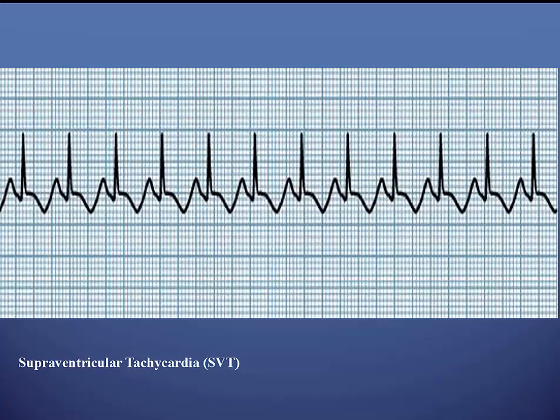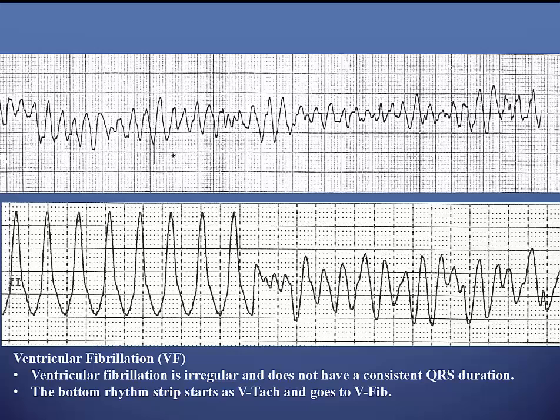This rhythm is supraventricular tachycardia. This rhythm is ventricular fibrillation, and this is irregular and does not have a consistent QRS duration. The bottom rhythm starts as VTach and then goes to VFib. Remember that a defibrillator can be used for VTach and VFib.